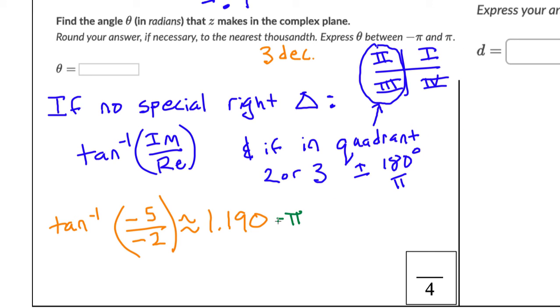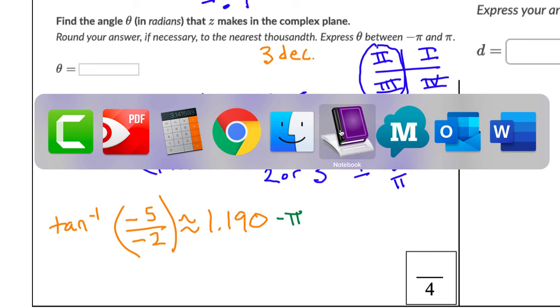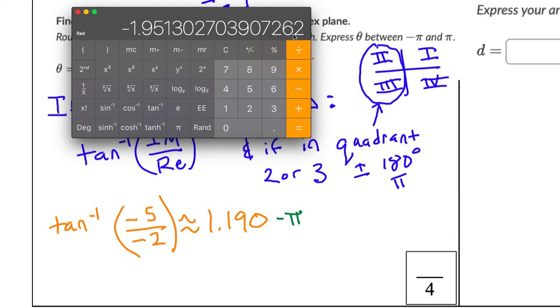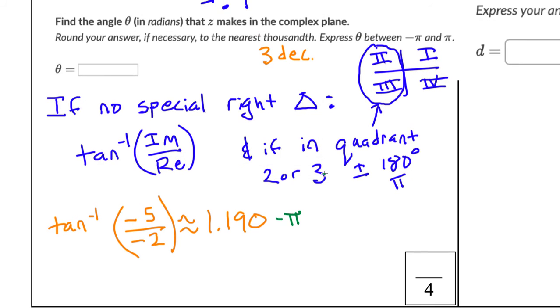So on my calculator, I come back here and I say, okay, I had that. Now just minus pi, and I get negative 1.951, and that is my final answer.